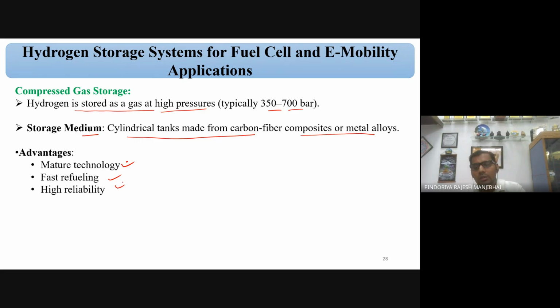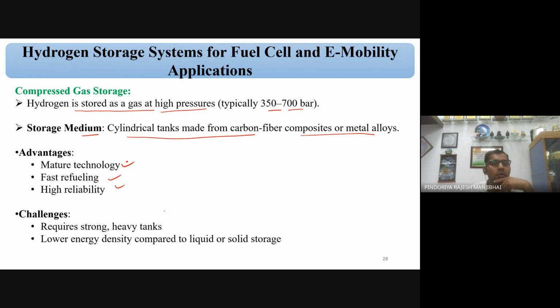Okay, but challenges: it requires a strong and heavy tank. So suppose you want to store hydrogen, it requires a strong and heavy tank. Lower energy density compared to liquid and solid storage. So suppose the density is less, then you will get less power. Compared to liquid and solid, you will get less energy.